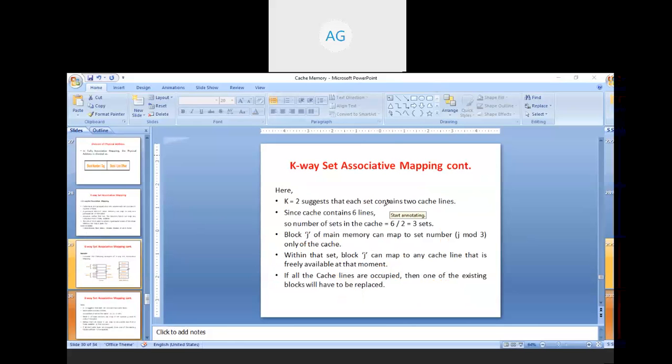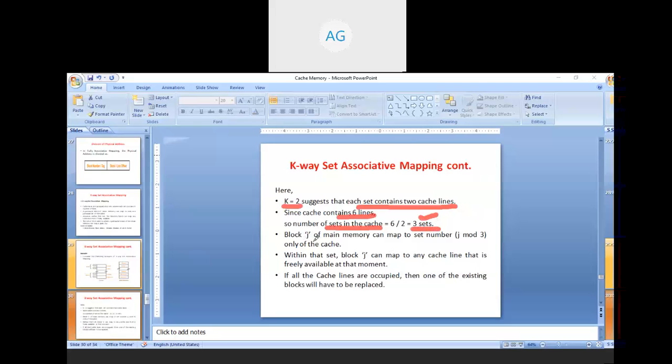There are some important points related to k-way set associative mapping. Here k is equal to 2, which suggests that each set contains two cache lines. Since the cache contains 6 lines, the number of sets in the cache is 6 divided by 2, so there will be 3 sets. If the number of lines in the cache is 6 and we have a set consisting of 2 lines, the number of sets can be found by dividing 6 by 2. So here we get three sets.